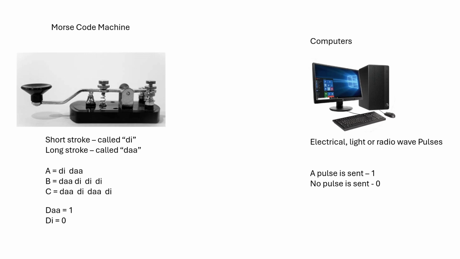In computers, when an electrical pulse is sent, it is considered a 1 and the absence of an electrical pulse is considered a 0. This is the very reason why it is said that computers work with ones and zeros. In reality, computers actually send and receive electrical, light or radio wave pulses and interpret these as either a 1 or a 0.